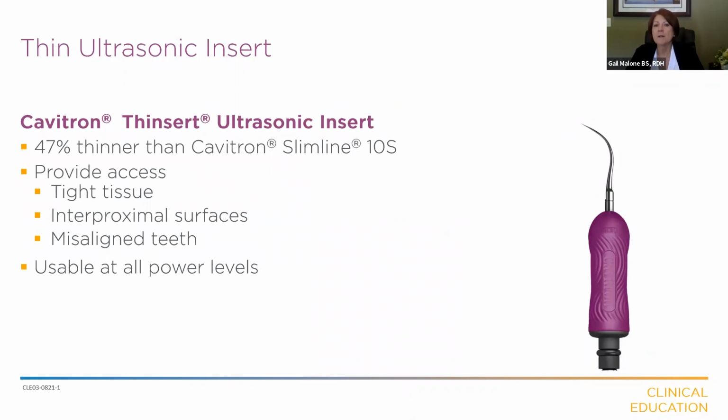The thinnest, or the ultra thin insert, is shown here. It's 47% thinner than the current slimline straight, and it is uniquely usable at all power levels. So it enables great access in areas of tight tissue, into the interproximal surfaces, and on narrow root anatomy. We also stress that this insert is really ideal for preventive debridement in the adult prophylaxis patients.